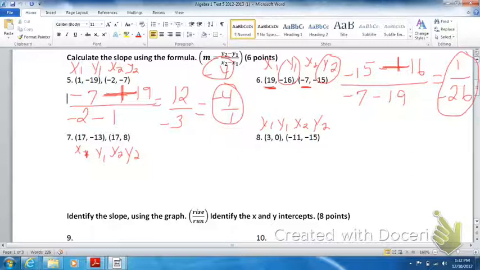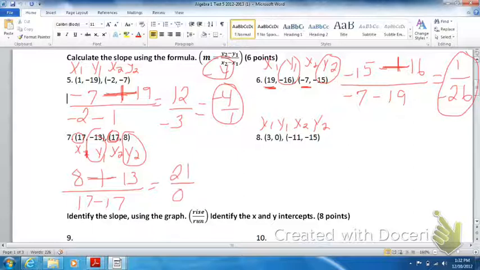Number 7, y2 and y1. 8 minus negative 13, which turns to a plus, and then 17 minus 17. 8 plus 13 is 21, divide by 0. Whenever 0 is in the denominator, like it is right now, you have undefined. So that was number 7.